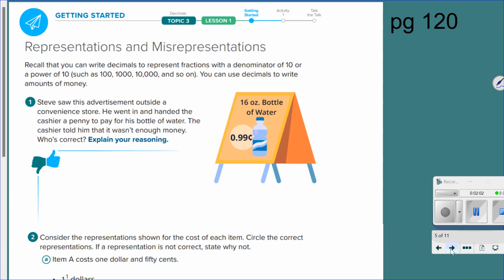Mr. Morris loves this problem, so I'm going to go ahead and let him do this one. And I'm not saying nothing the whole time. I do love this problem.